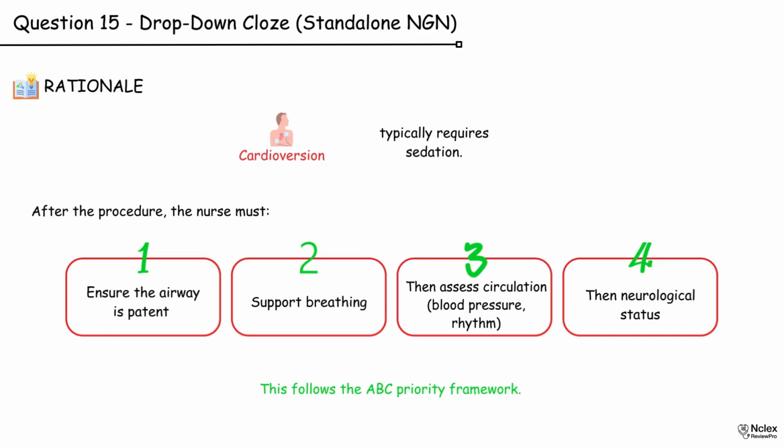Before you check blood pressure, before you analyze rhythm, before you assess mentation, you must ensure the airway is open and the client is breathing adequately. This follows the ABC framework: airway, breathing, circulation, then neurological status.